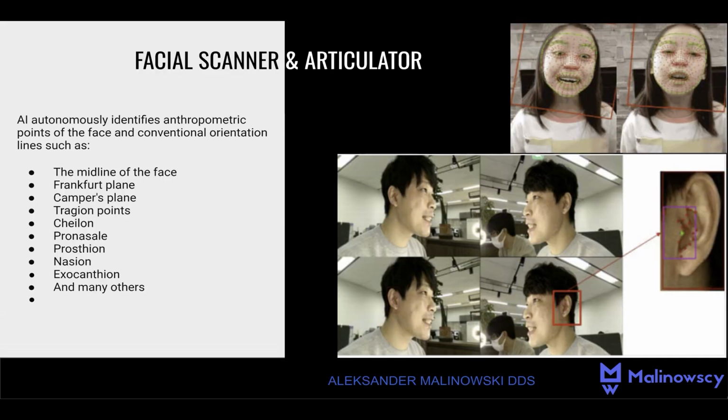Let's talk about the facial scanner and articulator. The AI of the software autonomously identifies anthropometric points of the face and conventional orientation lines such as the middle line, the Frankfurt plane, camper planes, the trigon points. Let's see how many points on the ear AI can recognize. This allows us to position the articulator using arbitrary hinge axes, which allow us to work with the articulator, but without the face bow.